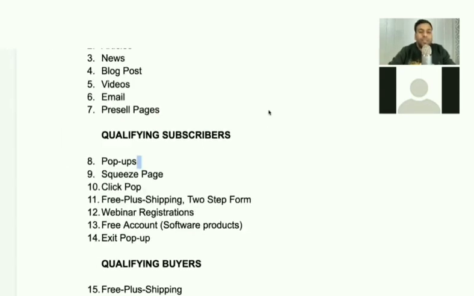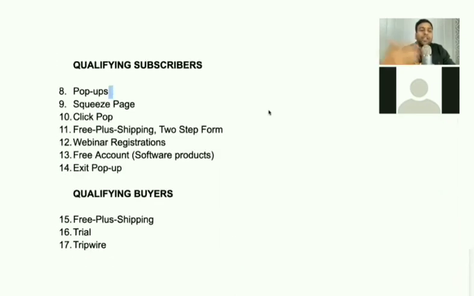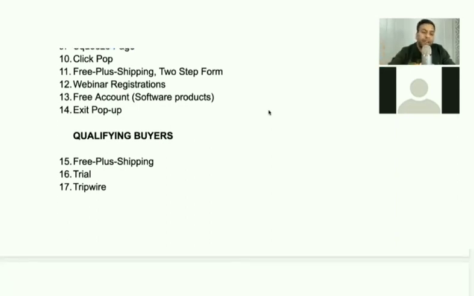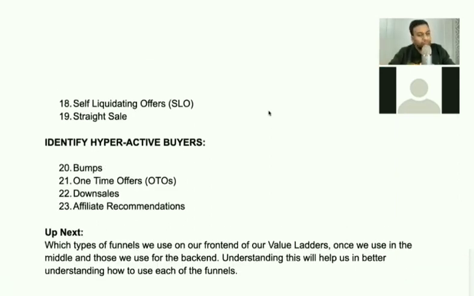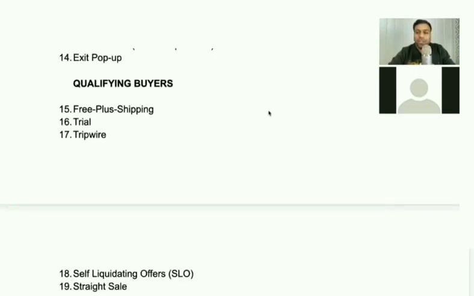So yesterday we studied these 14 elements of a successful funnel, and today we'll be studying further elements, which are for qualifying buyers and identifying hyperactive buyers. The number one question you might have, and I also had it in my head: what is the importance of qualifying buyers? Why do you need to qualify buyers? Why is it important?